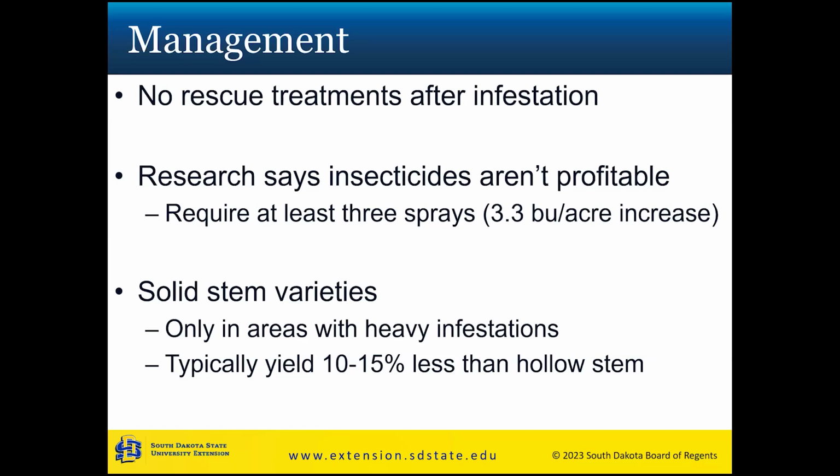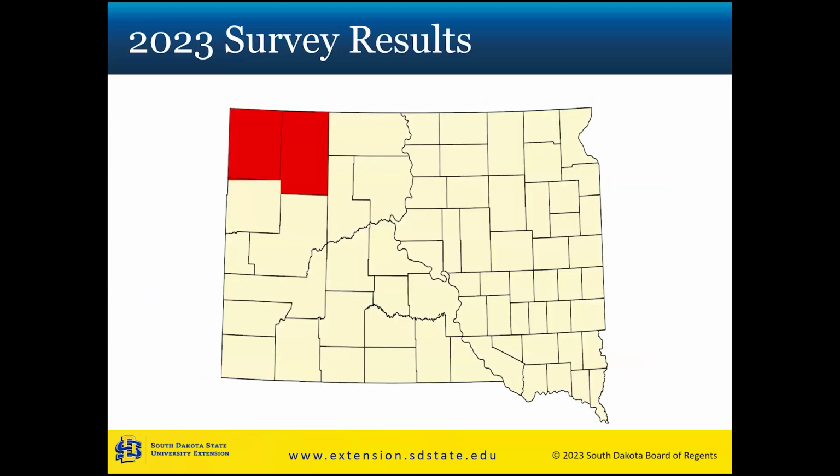Solid stem varieties are effective, but again, I said there was a yield cost there. They yield about 10 to 15% less than the hollow stem varieties. And so you really want to make sure you're in an area where you need those to be using them. And you really only want to use those where there's very serious infestations of the wheat stem sawfly. And so we've been conducting a survey for the last 2 years to evaluate where wheat stem sawfly are because we were told that they were everywhere.